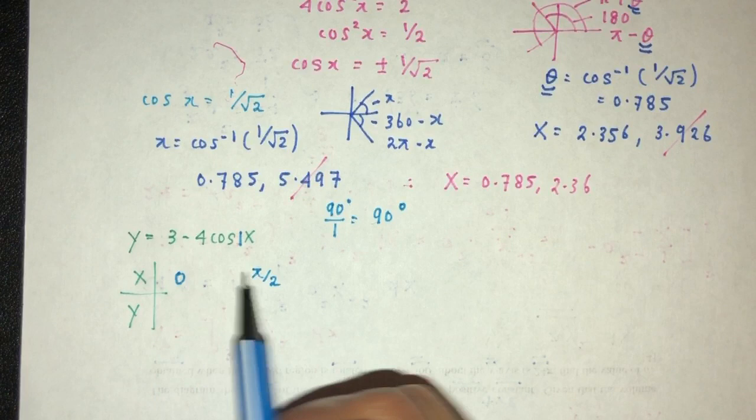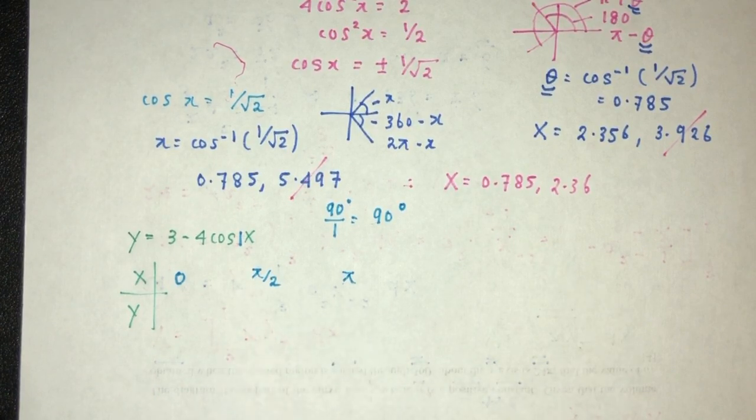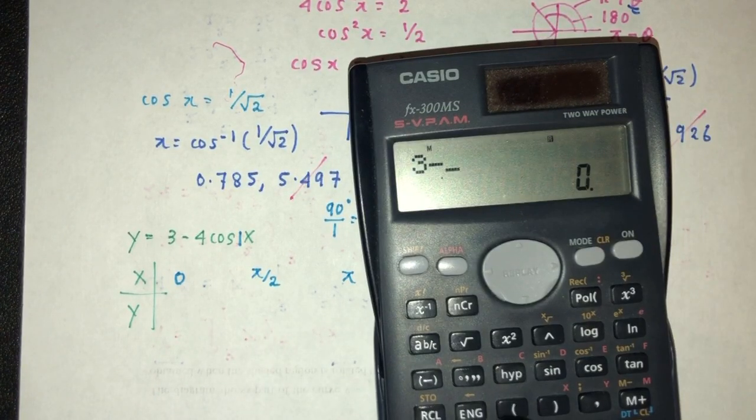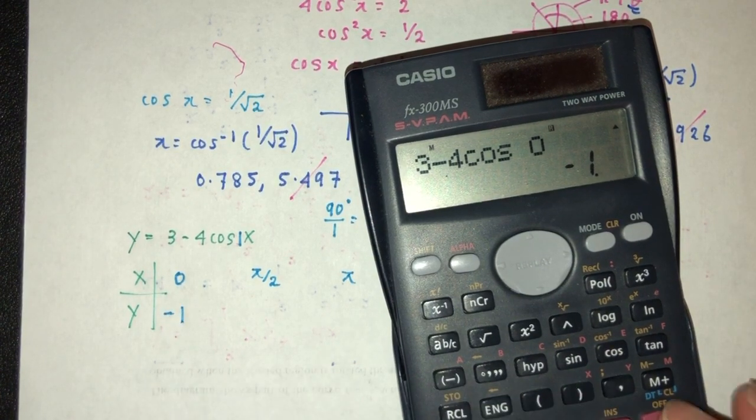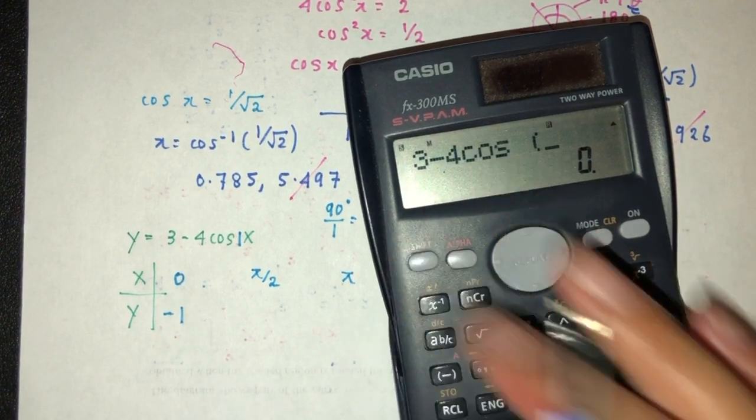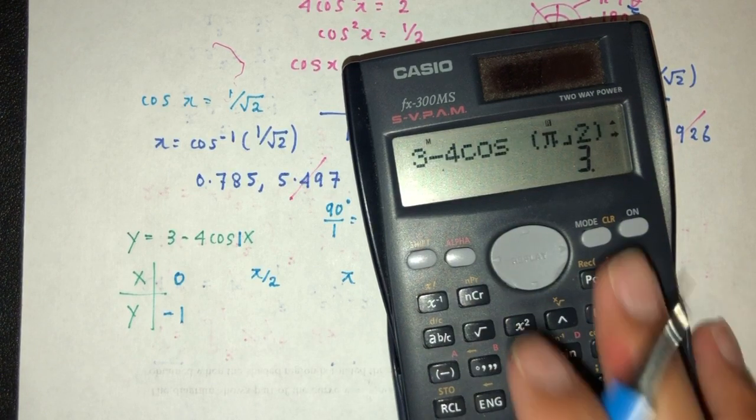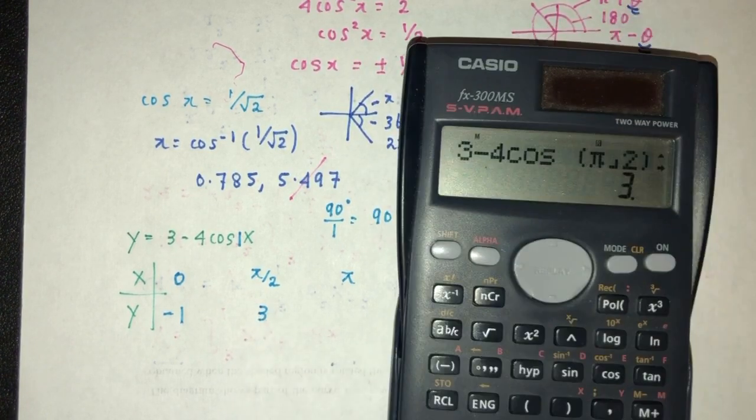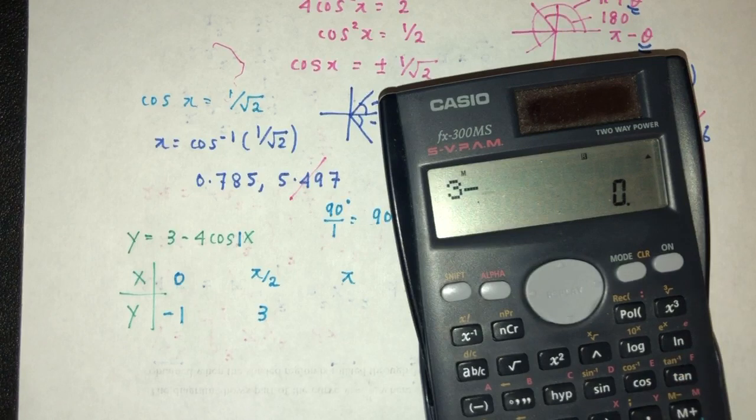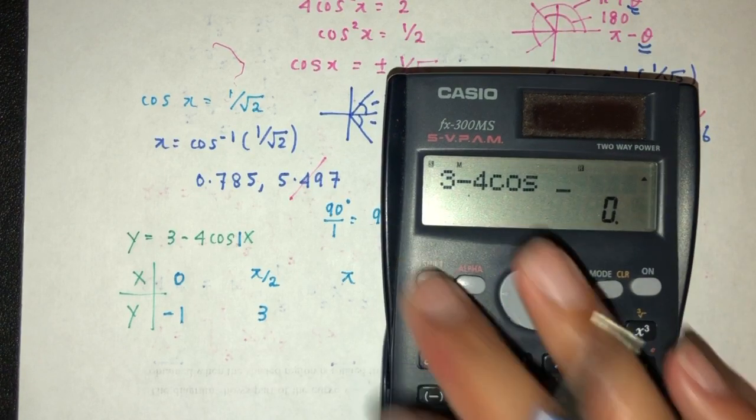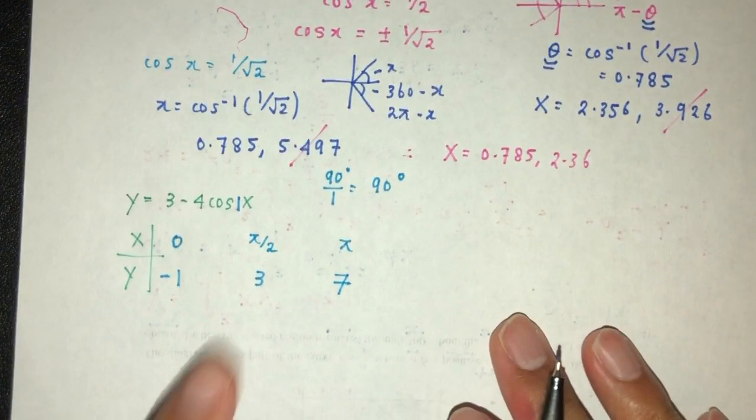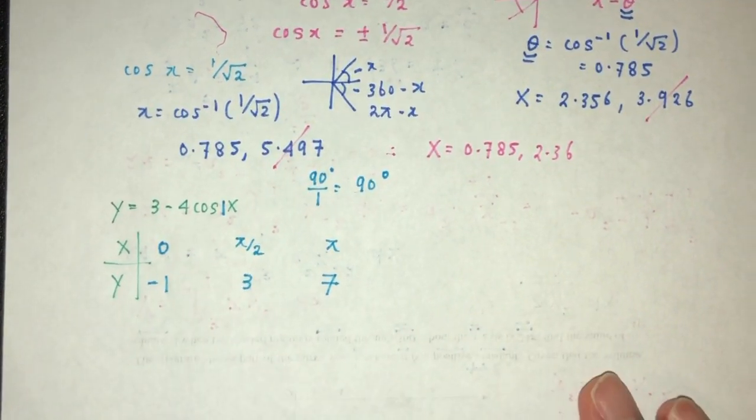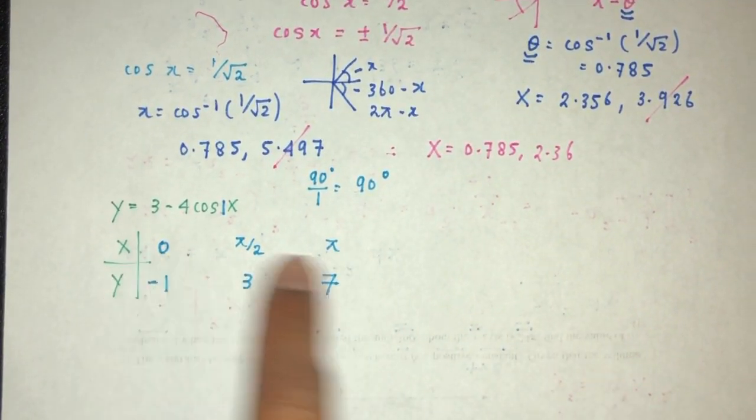That should be this, and then this will be this. So let's find the corresponding value. 3 minus 4 cos of 0 should be minus 1. 3 minus 4 cos of pi over 2 should be 3. And finally, 3 minus 4 cos of pi should be 7. As you can see, we will have those three values for the x between the value of 0 and pi.